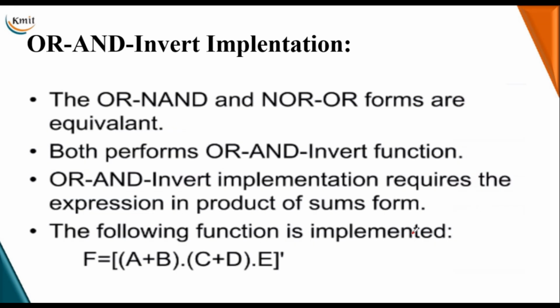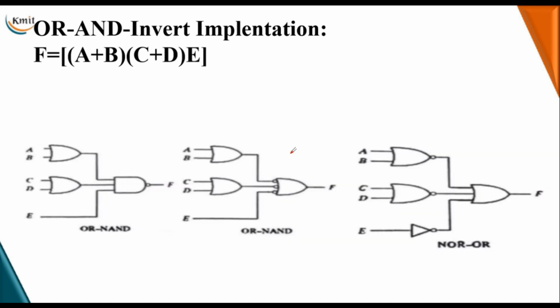In the same manner, OR-AND-invert is implemented using OR-NAND or NOR-OR. So let us take the example F equals ((A + B)(C + D)E) whole bar, which is in the nature of POS, the complement of your POS form. So for the complement of a POS form, the first level we have OR gates, the second level is an AND gate, and since the output function is complemented, we use a NOT gate.